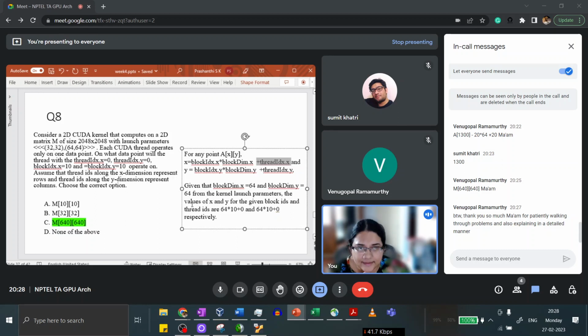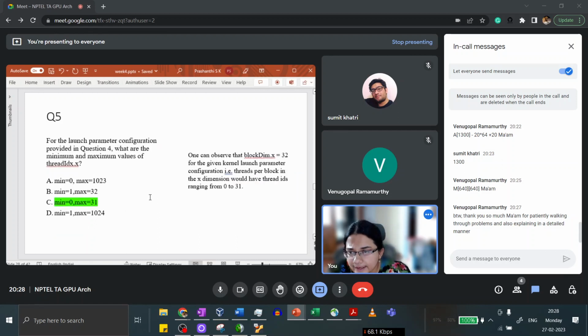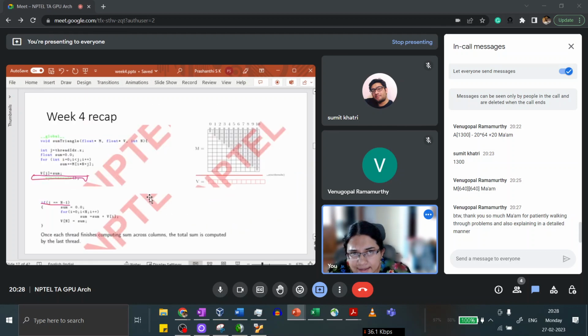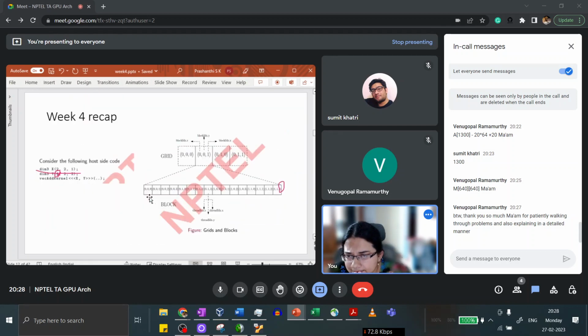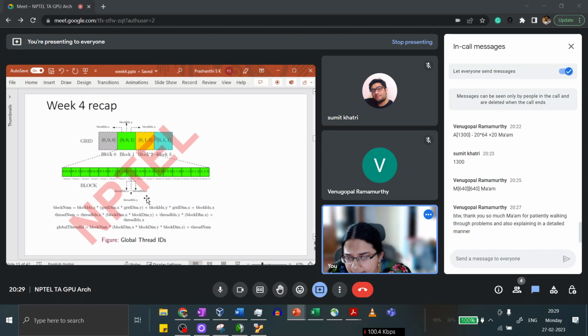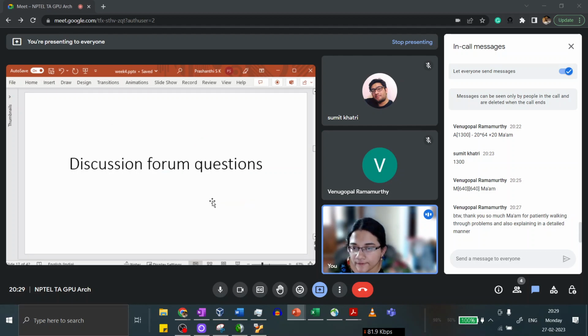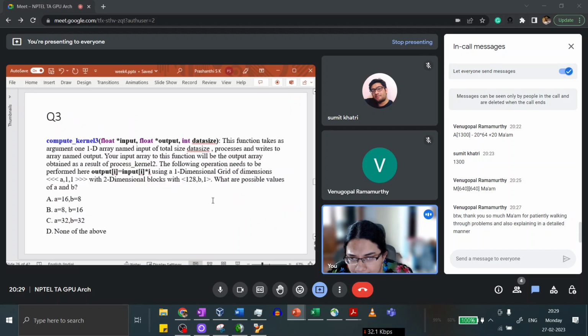If you remember that example, I think it was the 2D grid, right? This one, I think. Right, this one. We are essentially trying to account for the number of elements in the previous blocks and then computing the offset in the current block, right? That's all we are trying to do here.